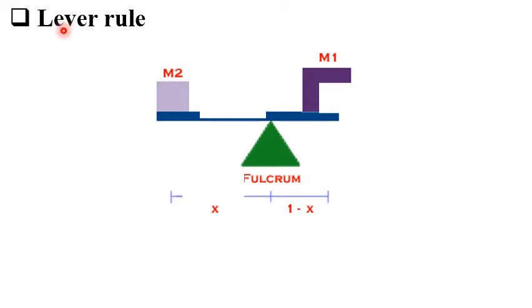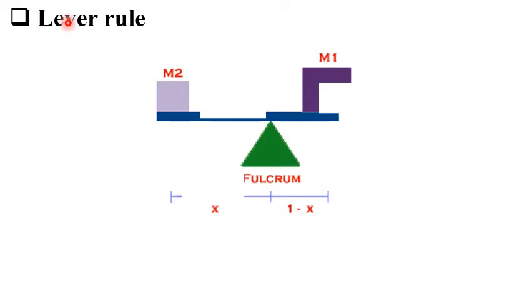And the next important thing is the lever rule. The lever rule is to find the composition of the solid or the liquid which is present, and also the amount of liquid and solid which is present at a particular temperature.